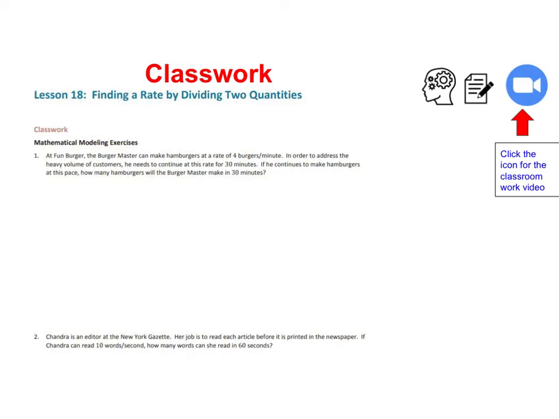At Funburger, the burger master can make hamburgers at a rate of 4 burgers per minute. Remember, we're working on rates for this section, the topic C. In order to address the heavy volume of customers, he needs to continue at this rate for 30 minutes. If he continues to make hamburgers at this pace, how many hamburgers will the burger master make in 30 minutes?